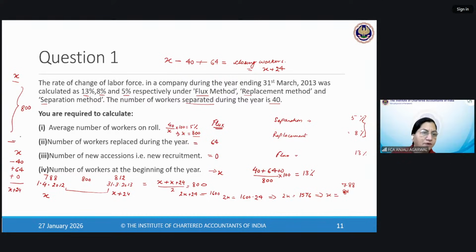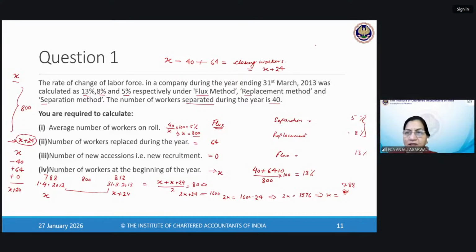So opening balance was X number of workers, and in closing, there were 24 more workers than in the beginning. So total average will be 800. X plus X plus 24, that is 2x plus 24, divided by 2 is 800. Therefore, 2x plus 24 is 1600. 2x is 1576 and x is 788.